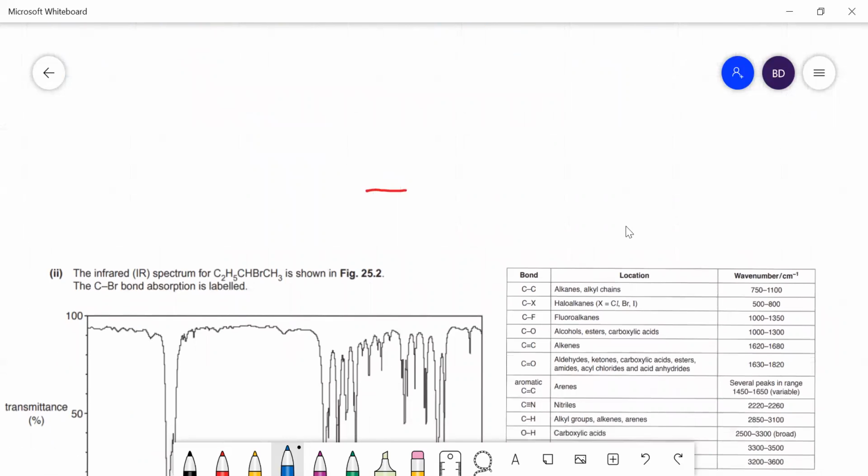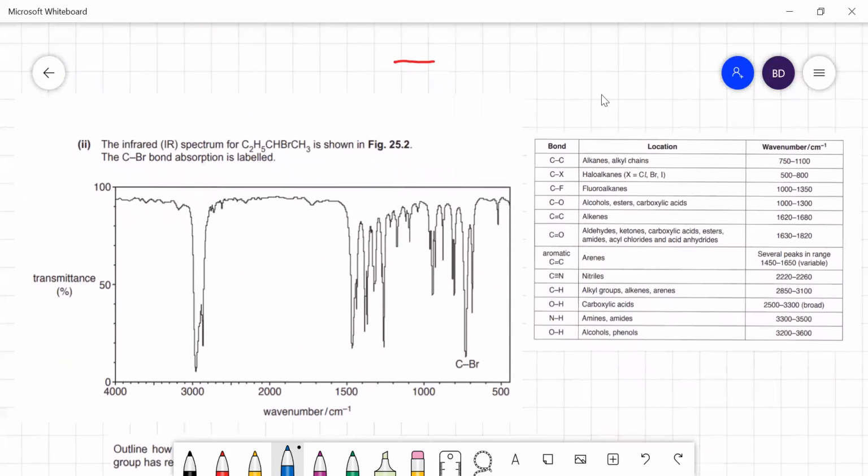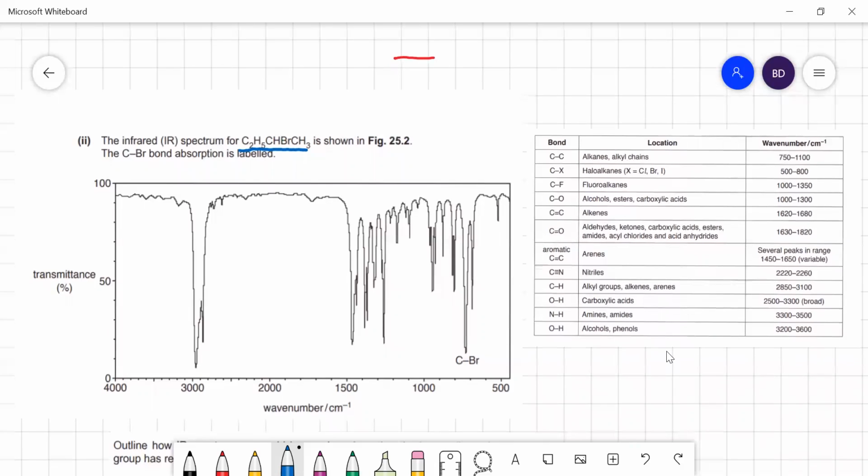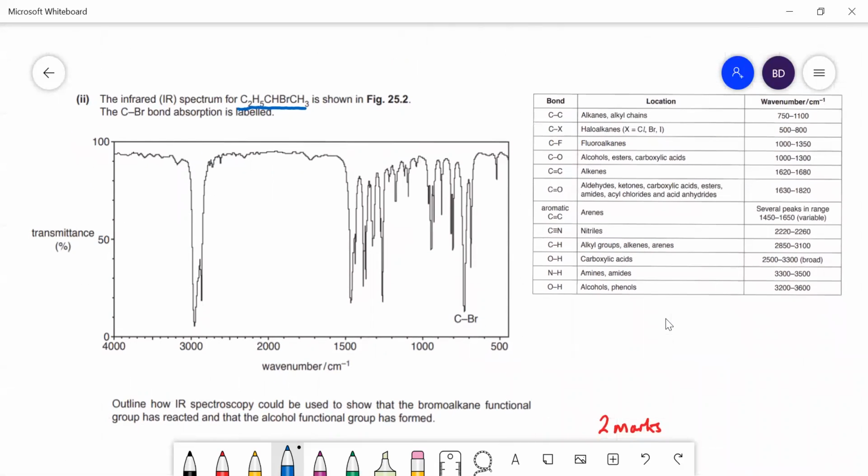Okay, so now this is the infrared spectrum for the compound we started off with. The haloalkane is shown there. Okay, and it says outline how infrared spectroscopy could be used to show the bromoalkyl functional group has reacted and formed an alcohol functional group instead. Okay, so we want to show that, I'll just write it like this, it was a secondary, so I should really do that. We want to show that has turned into that.